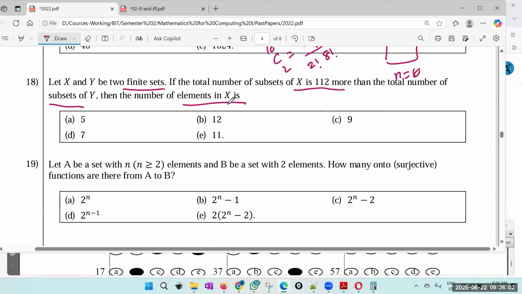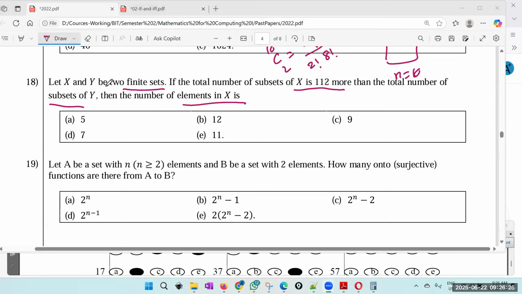Okay, so this is a real tough question. I think this paper is one of the toughest papers I have seen in your BIT semester 1 papers. Because we did the previous paper also, the 2023 paper. Sorry, not the previous paper, the last paper, which was not this tough. So this is tougher.